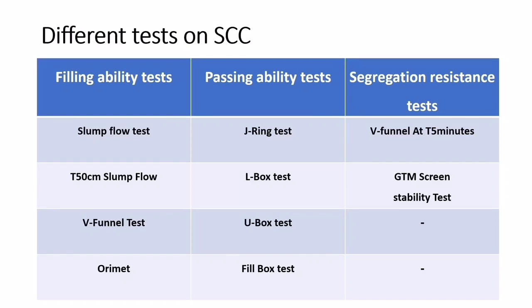Different tests on SCC. We have many tests on SCC to ensure filling ability, passing ability and segregation resistance. For filling ability, we have the slump flow test, T50 cm flow test, V-funnel test, orimet test. For passing ability, we have the J-ring test, L-box test, U-box test, and fill box test. For segregation resistance, we have the V-funnel at T5 minutes test and the GTM screen stability test.